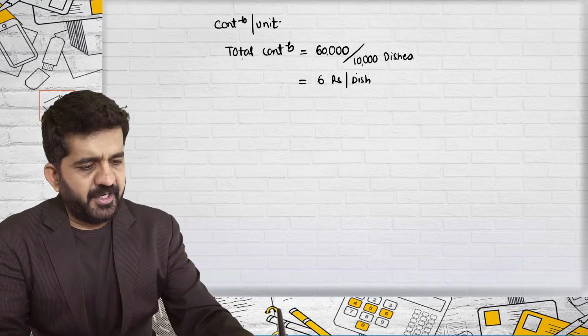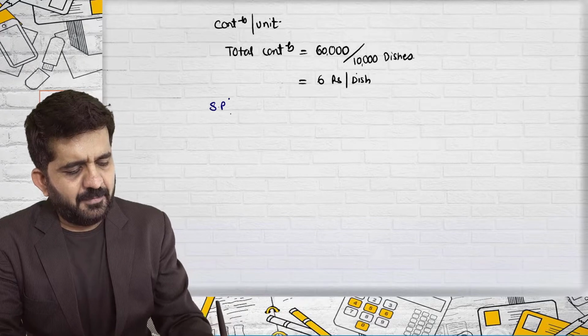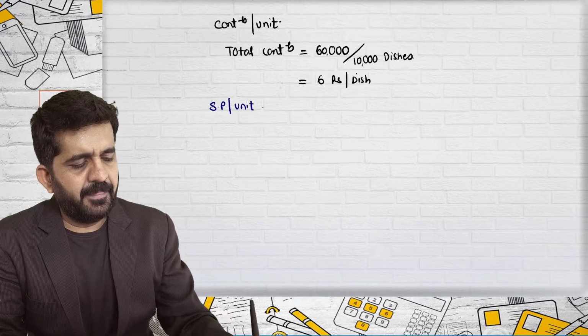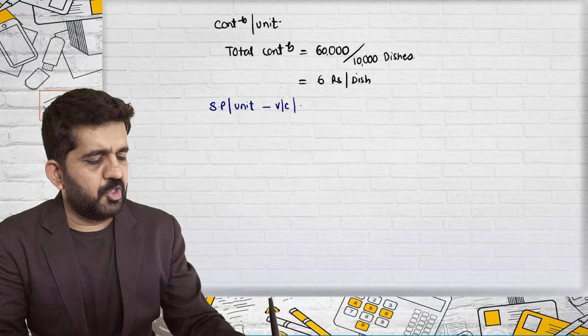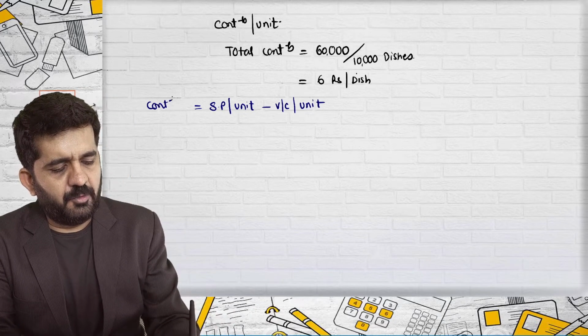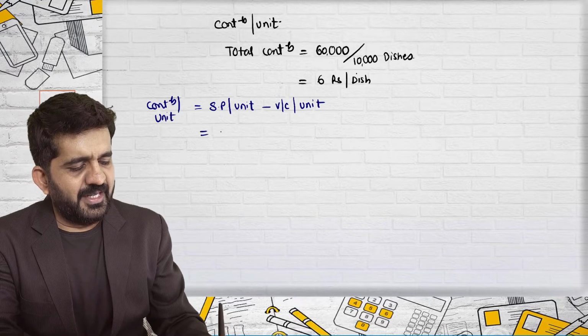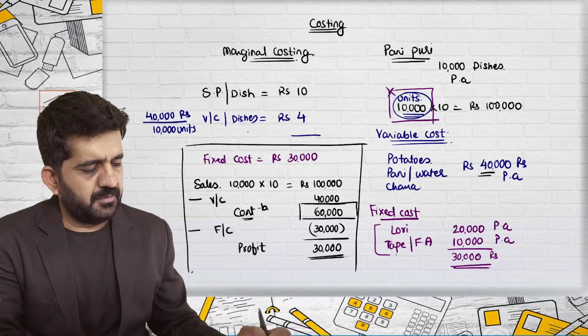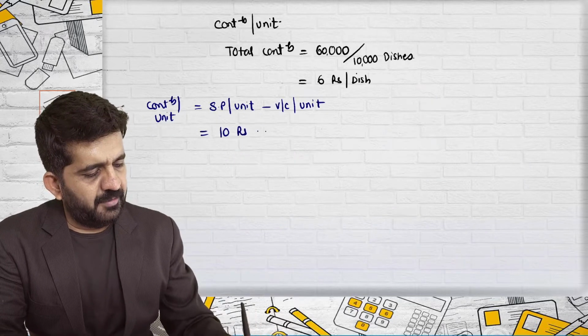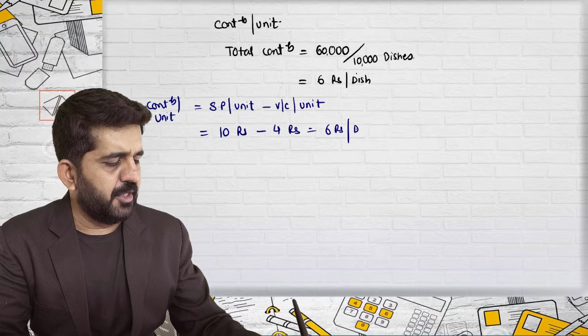We can also find contribution per unit by a simple formula: selling price per unit minus variable cost per unit is equal to contribution per unit. Selling price in our case is 10 rupees. Variable cost is 4 rupees. Answer will be 6 rupees per unit.